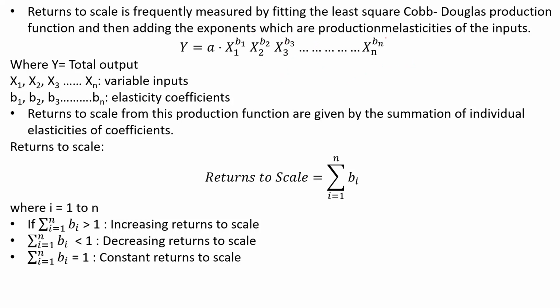By adding the exponents in the production function, or the production elasticities, we get the return to scale. Now for example, suppose our Cobb-Douglas function is y = a x1^b1 x2^b2 x3^b3 and so on up to xn^bn, where y is the total output, x1, x2, x3, xn are the variable inputs, and b1, b2, b3, bn are the elasticity coefficients. Then return to scale from this production function is given by the summation of the individual elasticity coefficients.